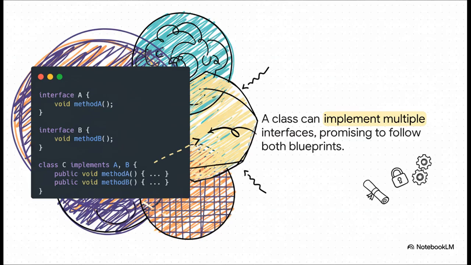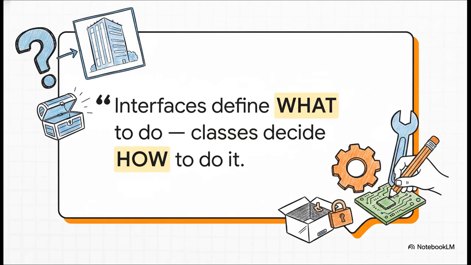But this is where interfaces perform their magic trick. Look at this example. Class C can implement both interface A and interface B at the same time. And because interfaces don't provide any code, they only provide the contract, there's no conflict to worry about. The class itself is the one that promises to write the actual code for the methods from both interfaces. It completely solves the problem. It's just brilliant. And this really brings us to the final, most important takeaway.